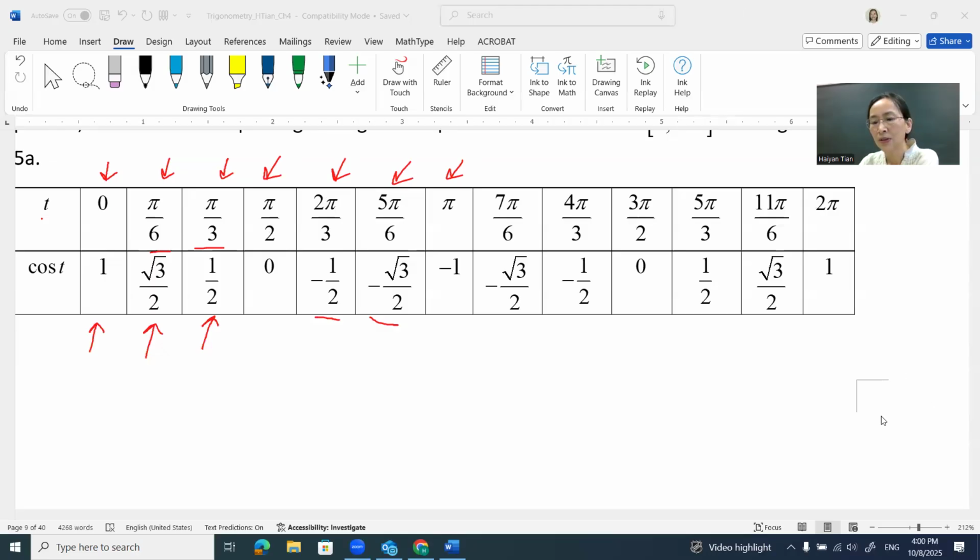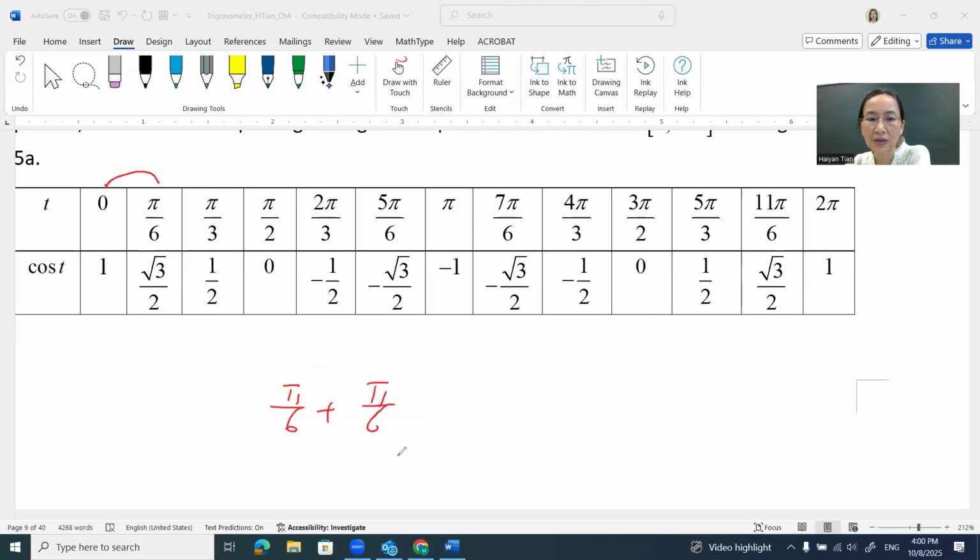The table structure is done this way. That is, we just evenly increase the t value by pi over 6. So here, 0, right? Well, increase the t value, I get pi over 6. And next, the t value will be increased by another pi over 6. You see, pi over 6, if I increase it by another pi over 6, that's 2 pi over 6, which is pi over 3.